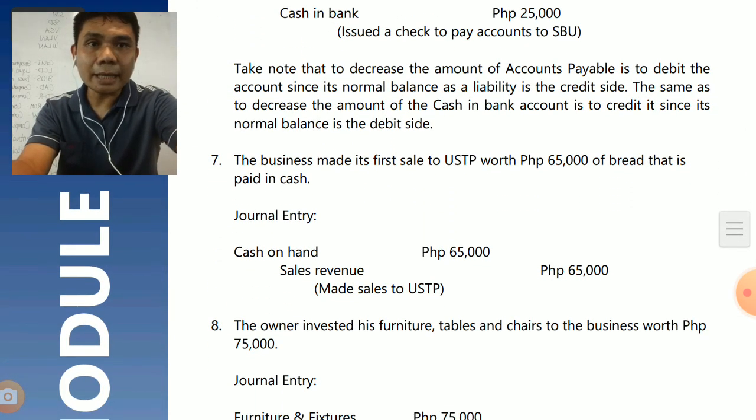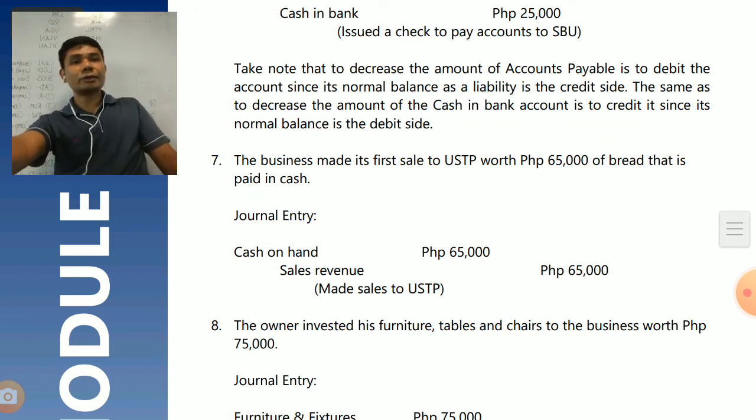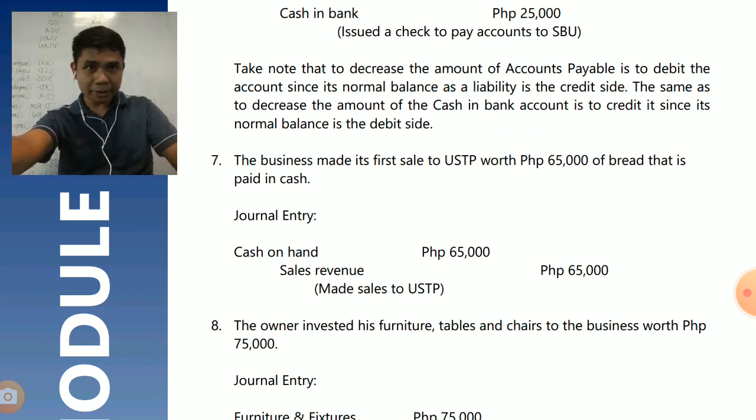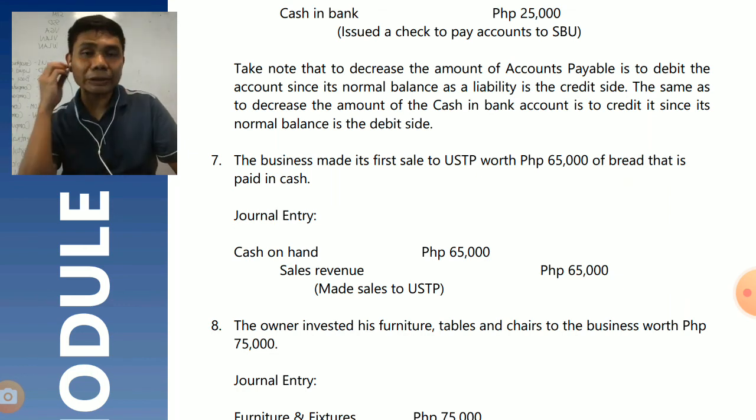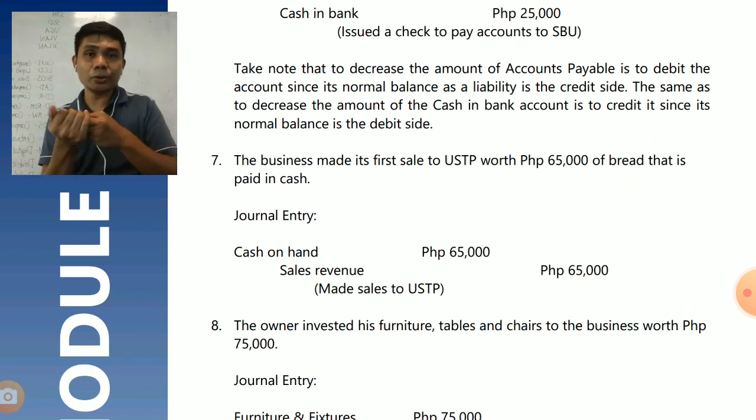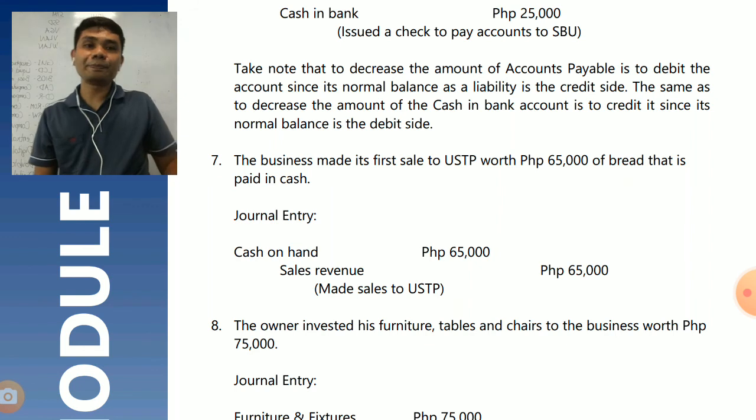So, read. Take note that to decrease the amount of accounts payable is to debit the account since its normal balance as a liability is the credit side. The same as to decrease the amount of cash in bank is to credit it since its normal balance is the debit side. So that's the explanation. Let's proceed to transaction 7.